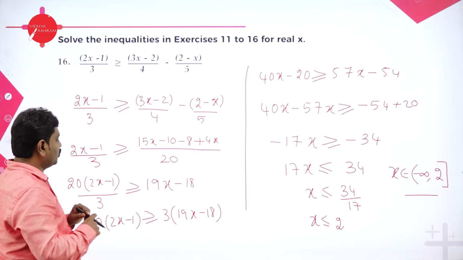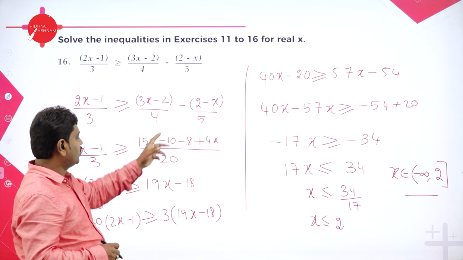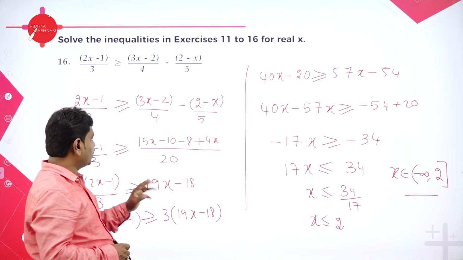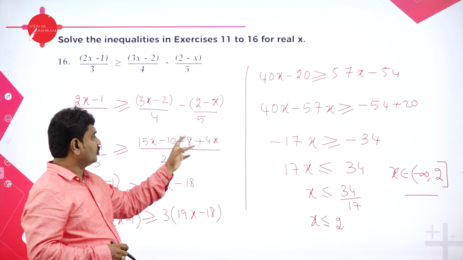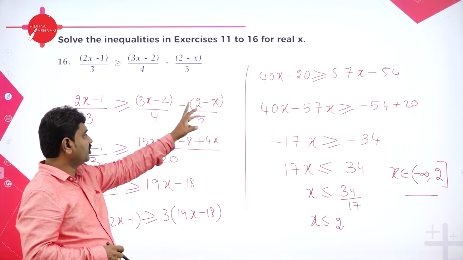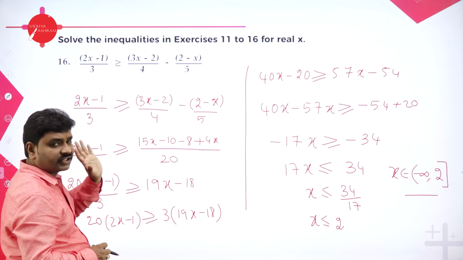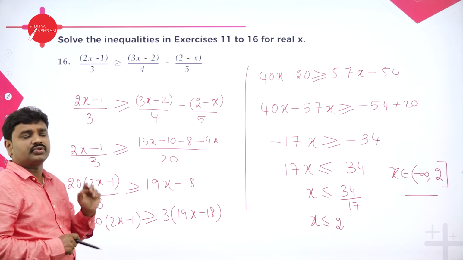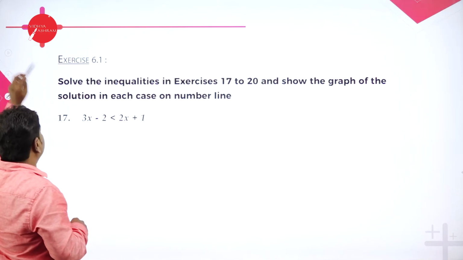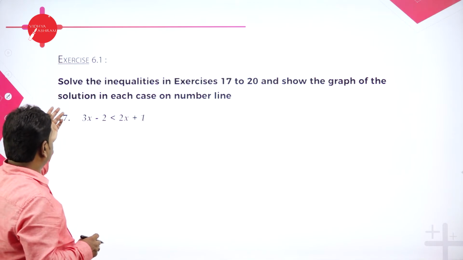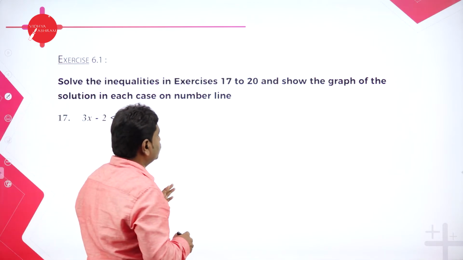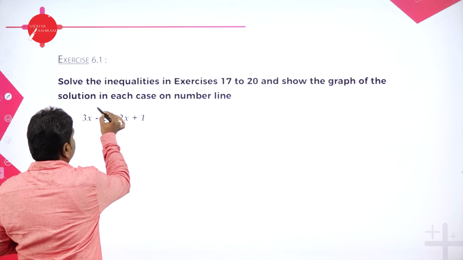Here taking LCM I should do carefully. So I took LCM, 4 and 5 is 20, 15 plus 4 becomes 19, and here 4 2s are 8, 4 minus into minus becomes plus. So any one single sign, if you make a mistake, the whole problem goes wrong. Do it carefully. Next, solve the inequalities and show the graph on number line.